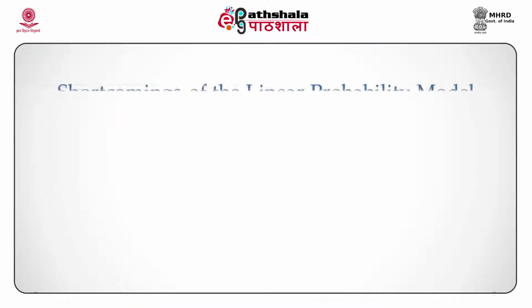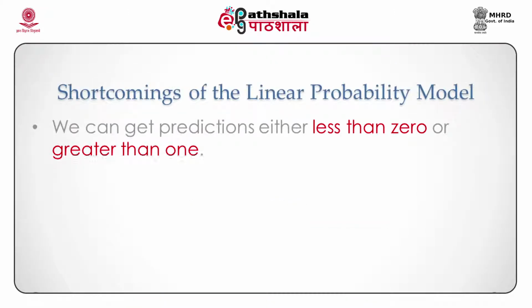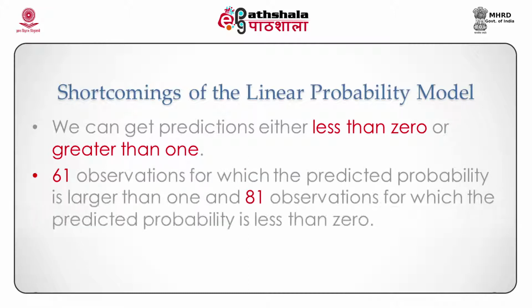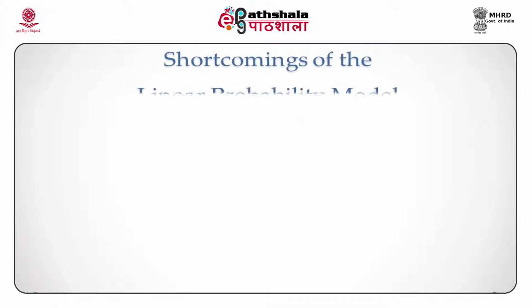However, the linear probability model has some shortcomings. Firstly, we can get predictions which are either less than 0 or greater than 1. In the school choice example, there are 61 observations for which the predicted probability is larger than 1 and 81 observations for which the predicted probability is less than 0.